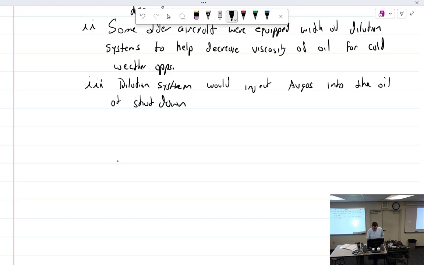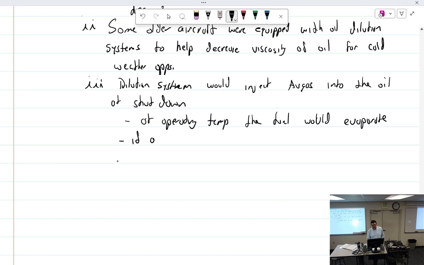So would it just be avgas in the oil at shutdown? At operating temps, the fuel would evaporate. If the dilution system leaks, because I think this is a Q&A, fuel gets into the oil. What would happen if you have a dilution valve? Because you're going to have a valve that's electrically operated. And when you press a button, it's going to open a valve, and fuel under pressure is then going to bypass, go into the carburetor or fuel injection system, and be diverted into the oil tank.